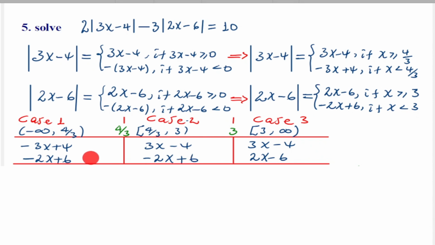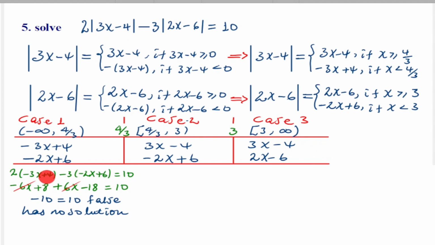On this interval also x is less than 3. So the absolute value of 2x minus 6 is minus 2x plus 6 when x is less than 3. So we write here minus 2x plus 6 and minus 2x plus 6 here. So for case 1: 2 times (minus 3x plus 4) minus 3 times (minus 2x plus 6) is equal to 10. Minus 6x plus 8. This one is positive 6x minus 18 is equal to 10.